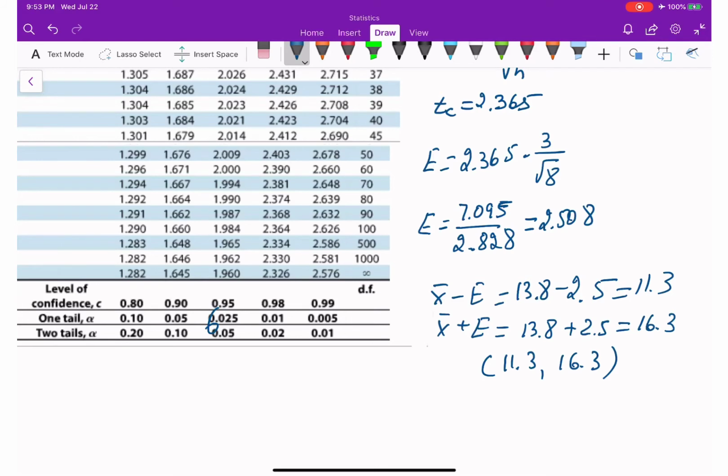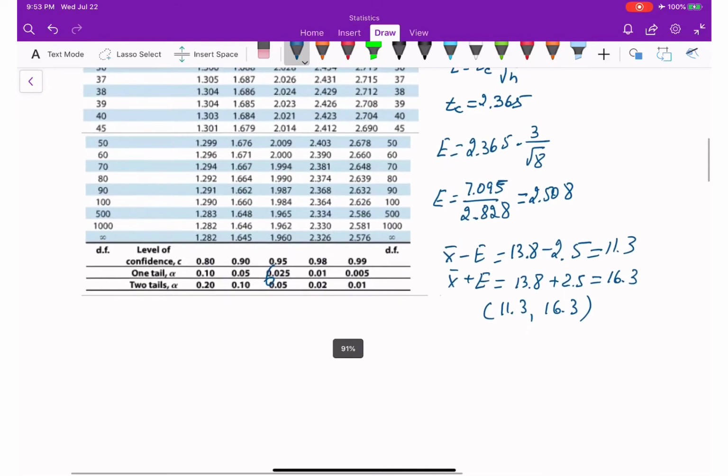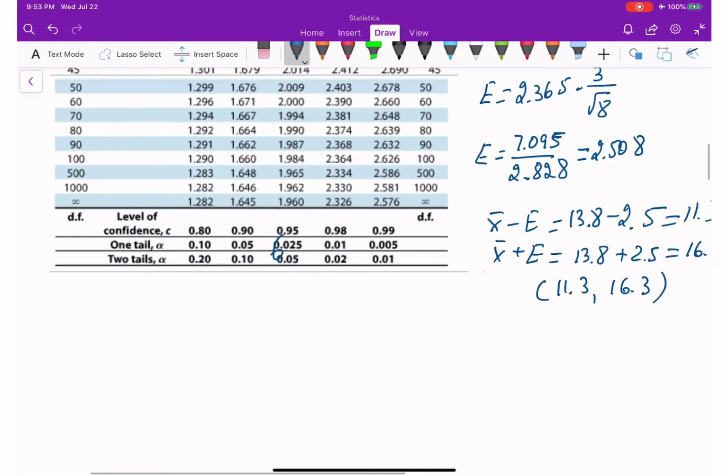Okay, all right, next one, similar problem. Again, we need to construct the confidence interval for the population mean, mu, using t-distribution and assuming the population is normally distributed. Okay, let's see what we have here this time.